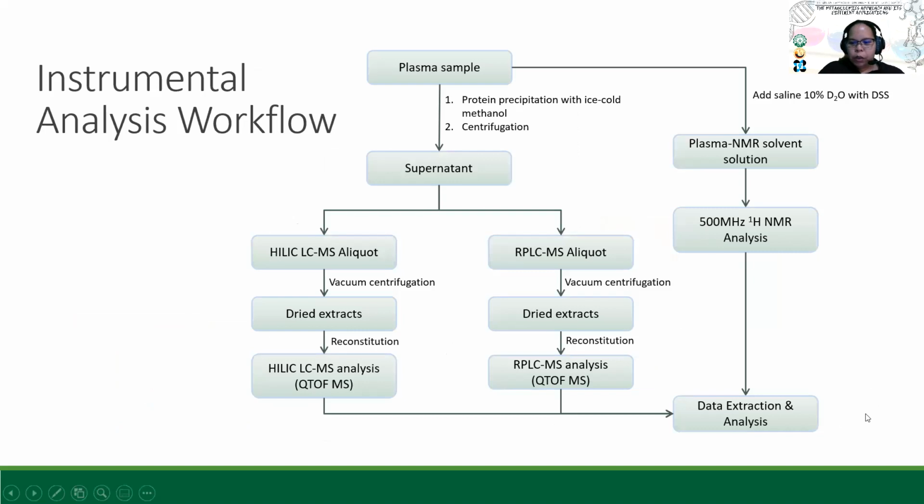So this is to show the instrumental analysis workflow. We have plasma samples obtained from the pigs. They were subjected to extraction and protein precipitation using solvent for the supernatant. This was divided into aliquots for HILIC, hydrophilic interaction liquid chromatography MS analysis, as well as reverse phase LCMS analysis. And a certain portion of the plasma sample was used also for NMR analysis.